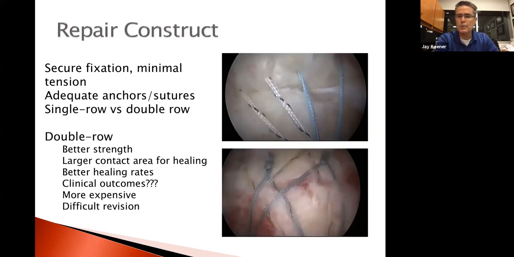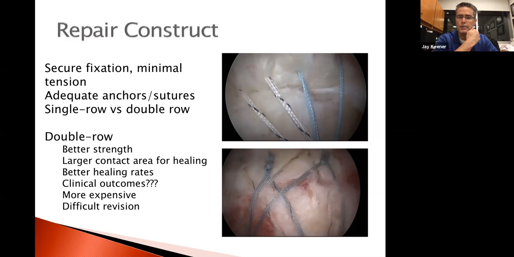The repair construct is often debated. The goals are to have secure fixation and minimal tension. Tension is the kiss of death for a cuff repair. So you want to use an adequate number of sutures and anchors to secure the footprint. And then there's the debate about single versus double row repair.